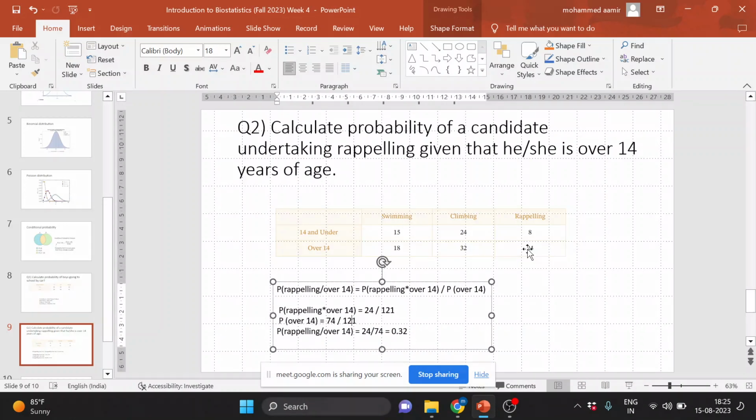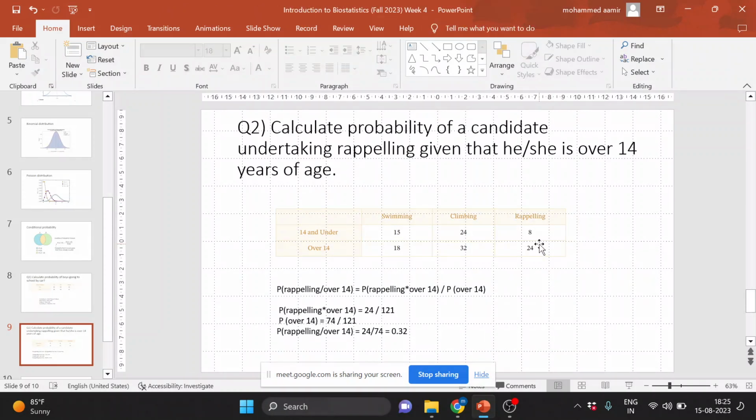So you need to calculate the probability of intersection. I've represented intersection as a multiplication mark. I don't have that symbol, and I don't know where it is on PowerPoint. So it's 24 divided by the total number of individuals. Did you get this? Yes, sir.